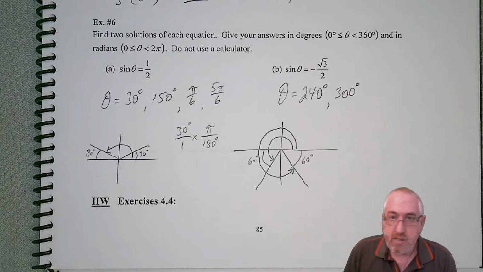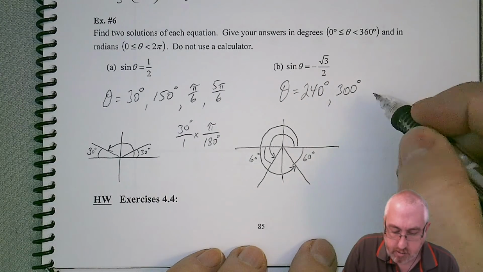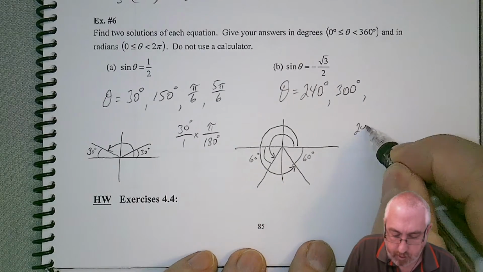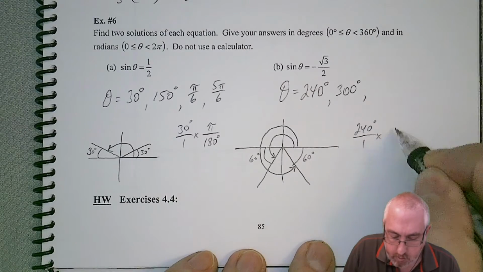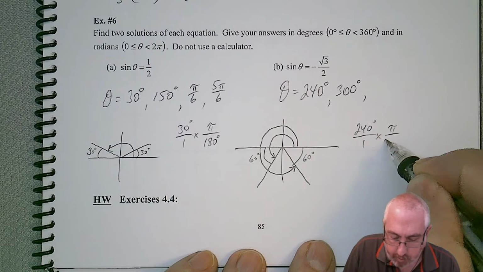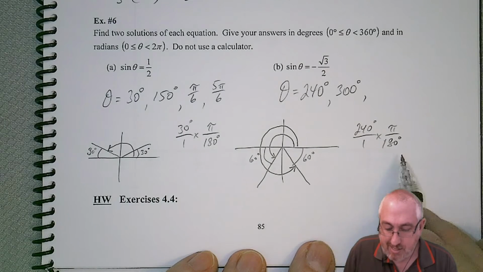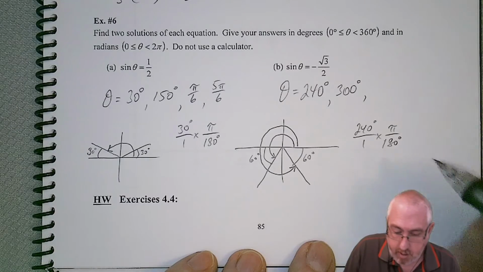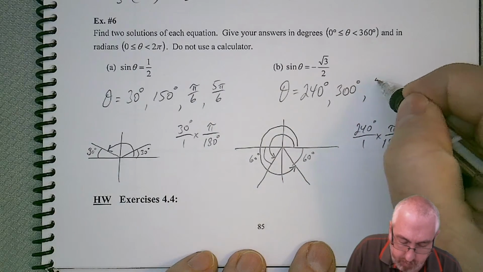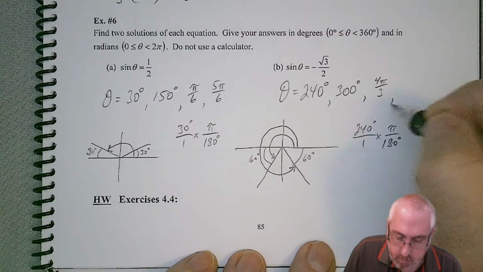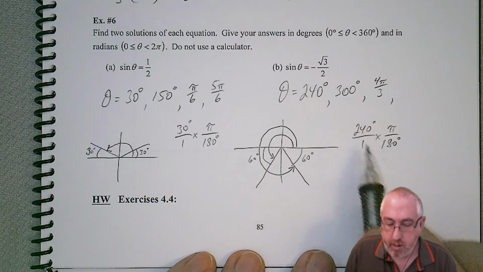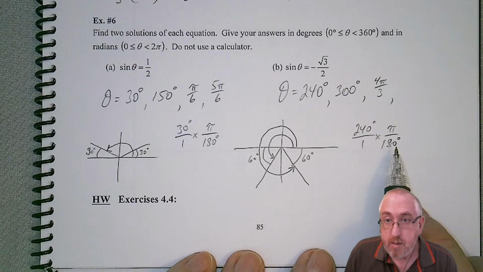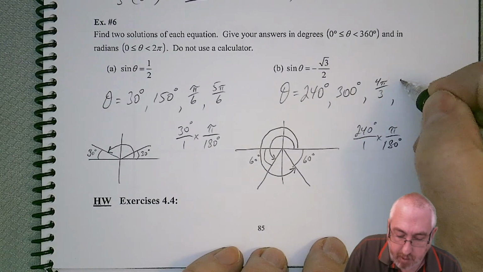And now we just have to change those into radians. So same formula as before. We can put 240 degrees over 1 times pi over 180. And so 60 goes into both of those. So it looks like 4 pi over 3, which we've seen already in previous problems. And then what about this last one, 300? So 60 does go into both of those. And I think that's just going to be 5 pi over 3.